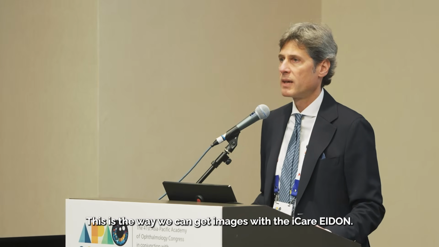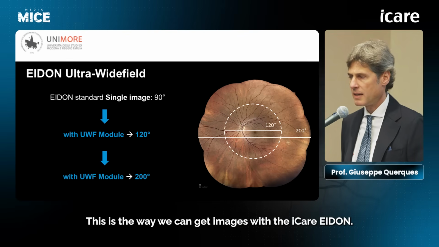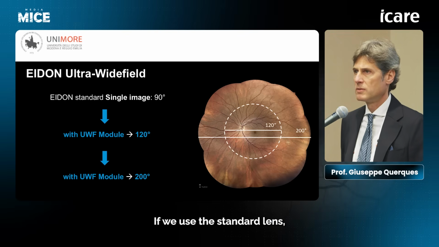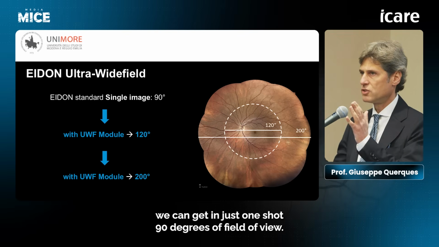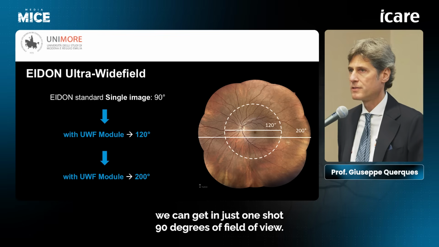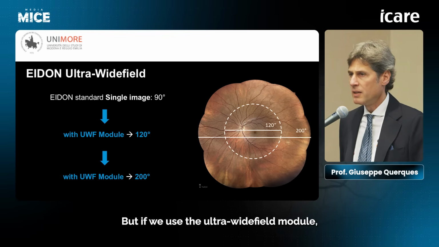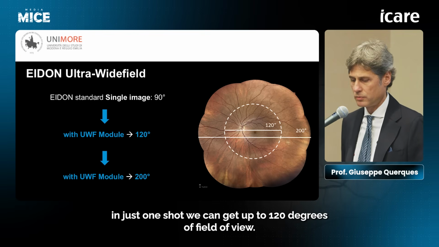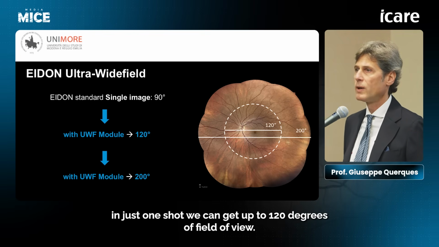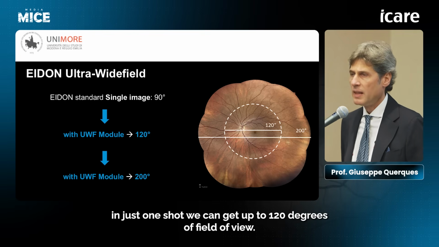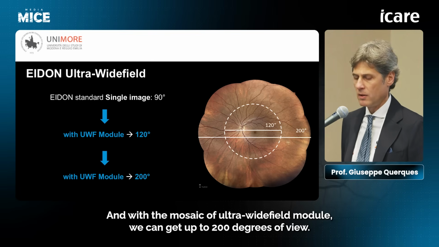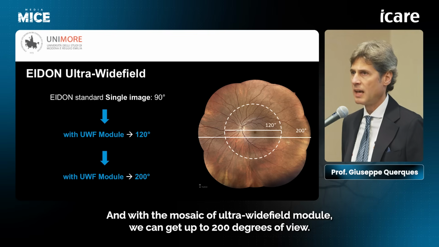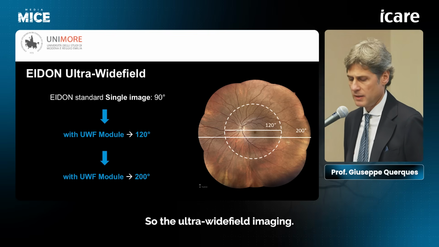This is the way we can get images with the EIDON, the iCare EIDON. If we use the standard lens, we can get in just one shot 90 degrees of field of view. But if we use the ultra-wide field module, in just one shot we can get up to 120 degrees of field of view. And with the mosaic of the ultra-wide field module, we can get up to 200 degrees of view, so the ultra-wide field imaging.